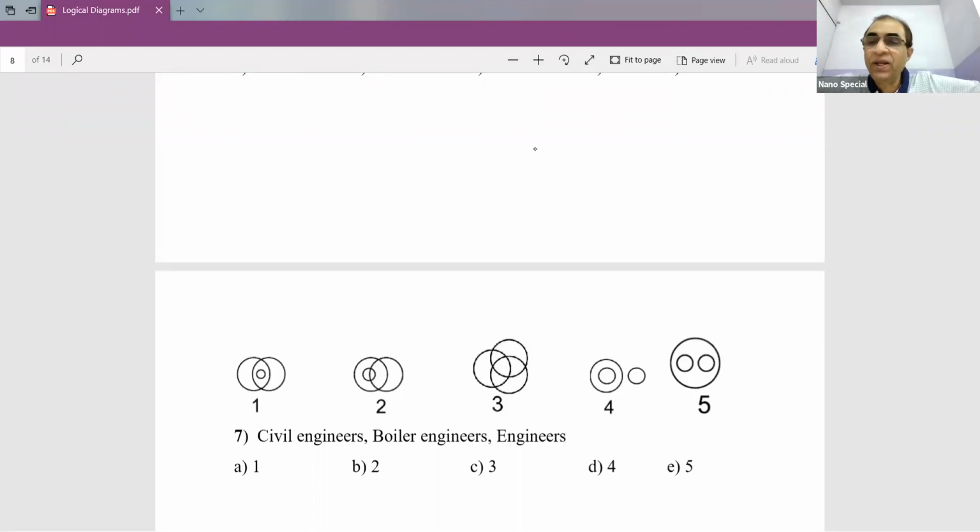Civil engineers and boiler engineers, there is no commonality. There's absolutely no commonality between these two. They are two distinct sets. If civil engineers and boiler engineers are two different sets of engineers, what should be your answer? Yes, that's right. You got it. If you look at the set of engineers, this is civil engineers, this is boiler engineers. The answer is E. Let's move on.